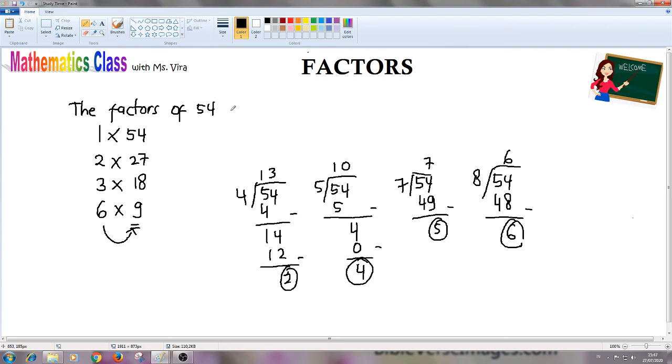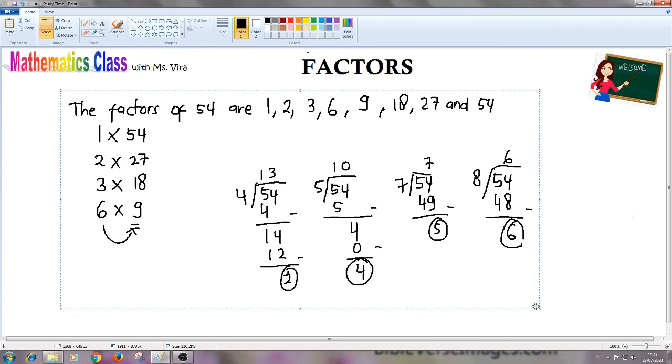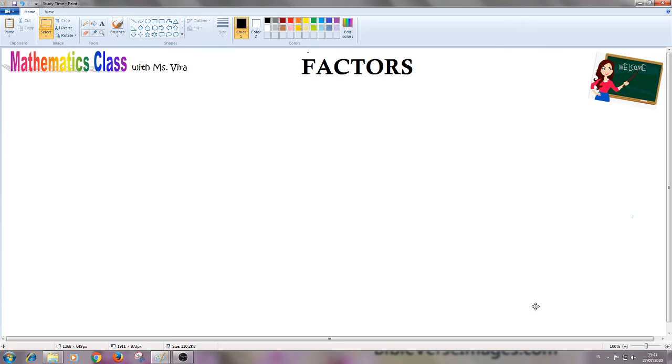So the factors of 54 are, start with the left part, smallest number 1, 2, 3, 6, and then go back over here on the right side, 9, 18, 27, and 54. Okay, so I hope you guys understand how to find the factors of a number.